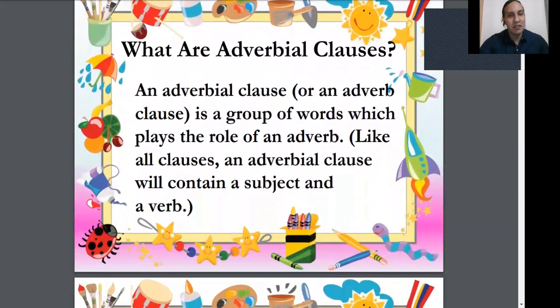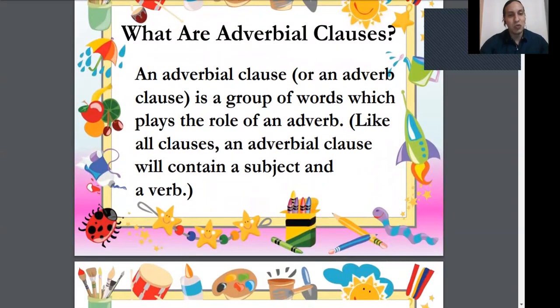What are adverbial clauses? An adverbial clause, or an adverb clause, is a group of words which plays the role of an adverb. Like all clauses, an adverbial clause will contain a subject and a verb. That's why it's called adverbial, right? Add, it means it adds to the verb.